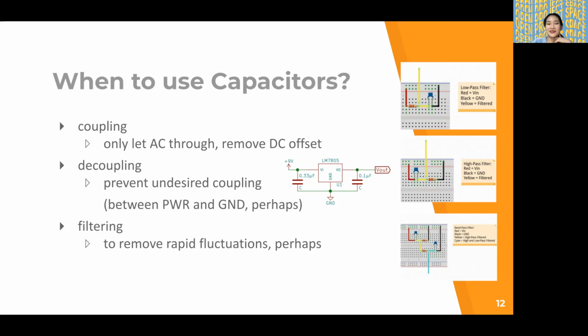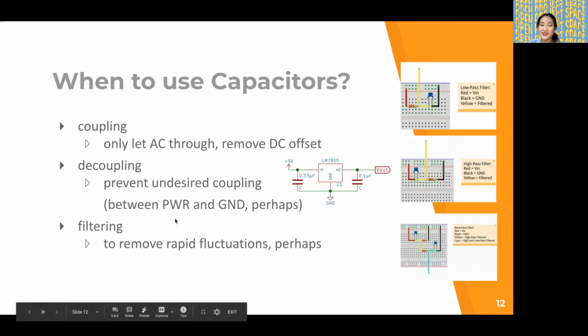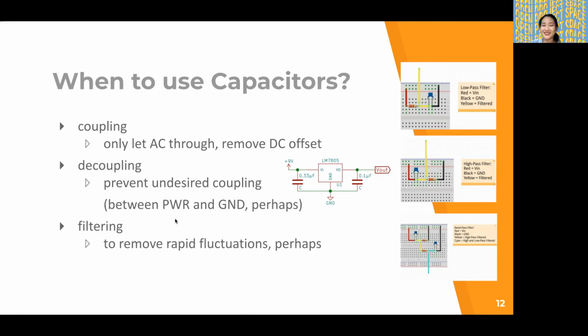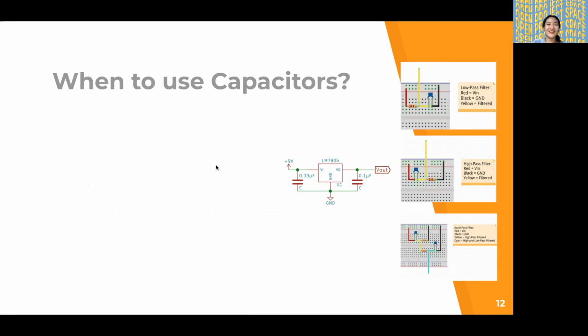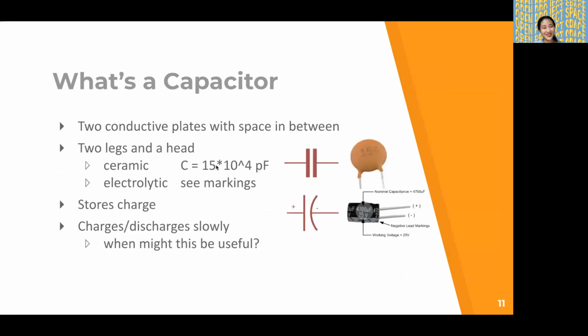So the key characteristic of capacitors is they take time to charge and discharge. This characteristic can be used to do coupling, decoupling, filtering, and so on. There's a lot of math related to capacitors that you can go off and do. All you need to know basically for ops is this slide. It stores charge, and then it charges and discharges slowly. And you can get the time constant by using equations.